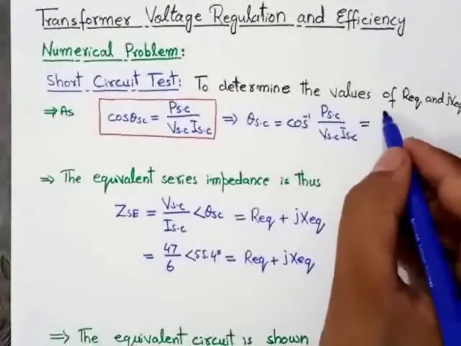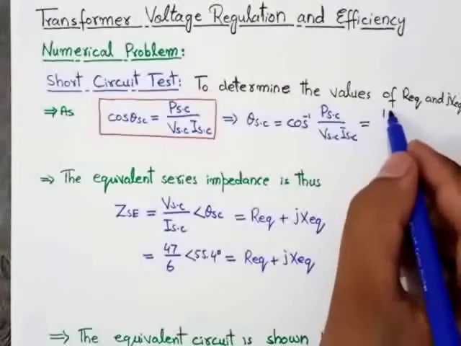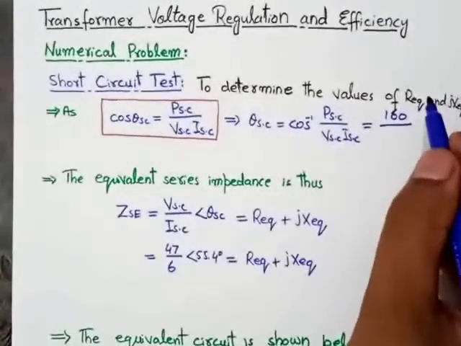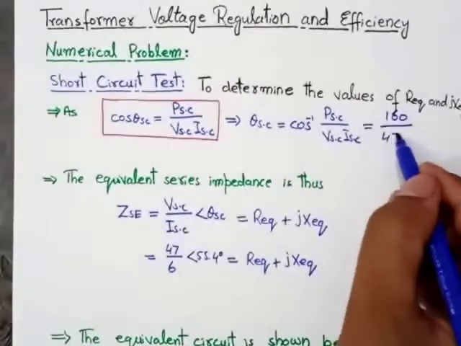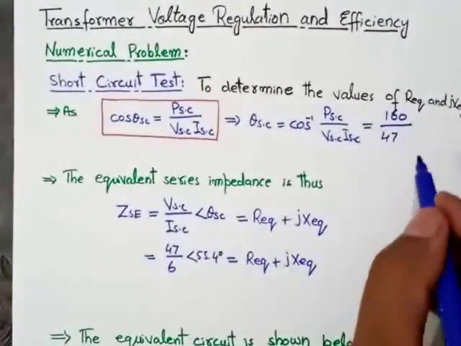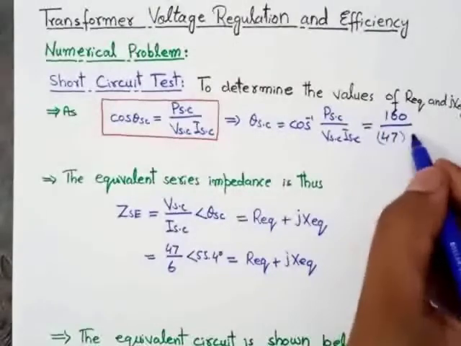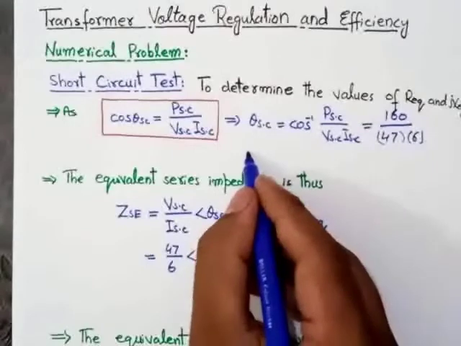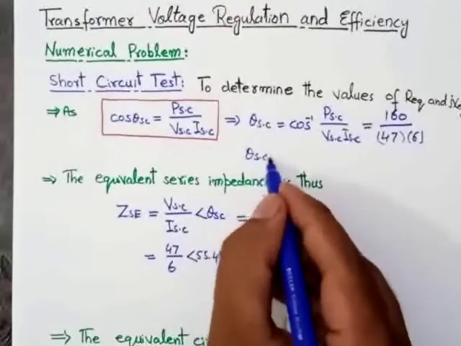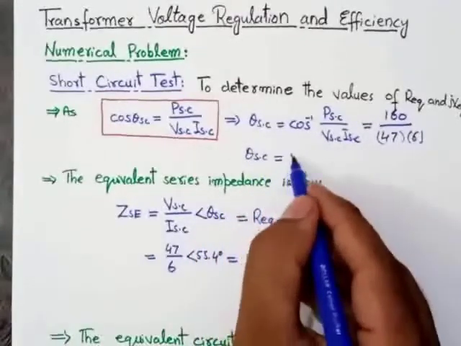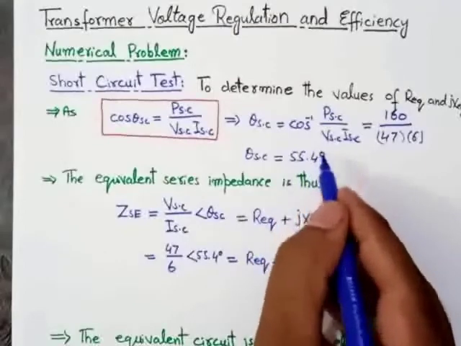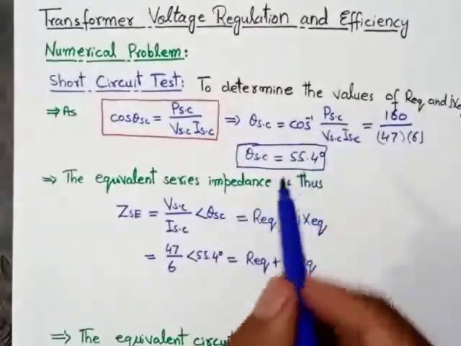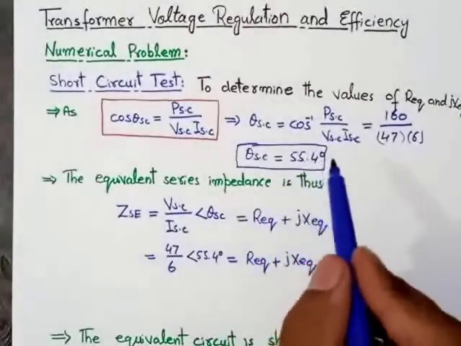value. The value of P short circuit given in this numerical problem is 160 watt. The value of the voltage is 47 volt and the value of the current is 6 ampere. So after solving this equation, we get the short circuit theta equal to 55.4 degree. So this is the short circuit angle.